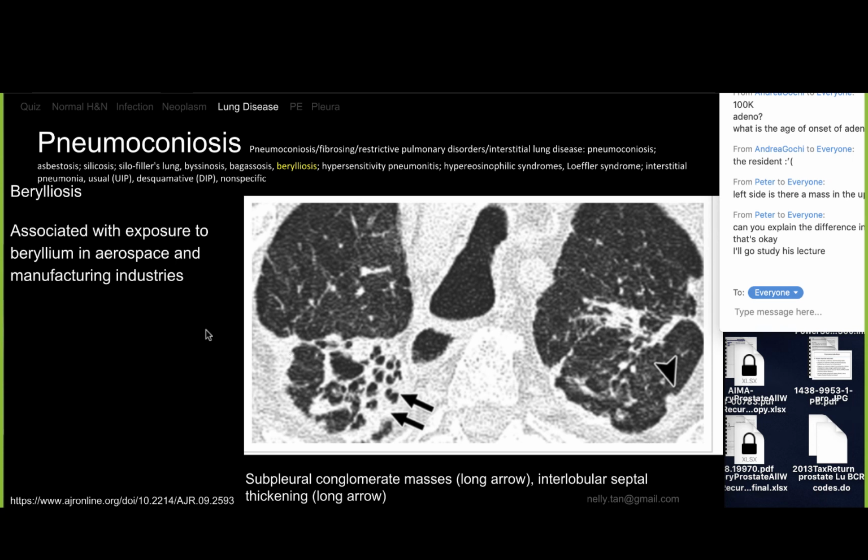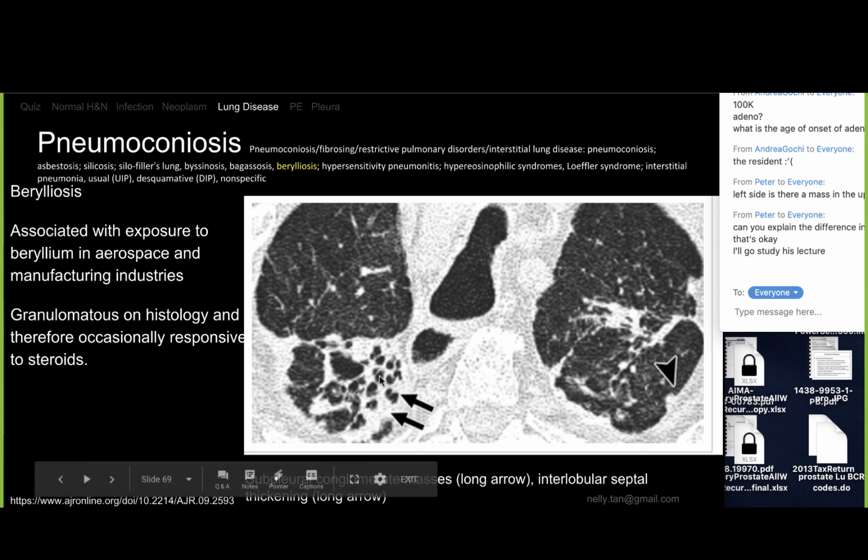Berylliosis is due to work-related exposure to beryllium in the aerospace and manufacturing industries, and they get similar fibrosis, scarring. It affects the upper lobes.